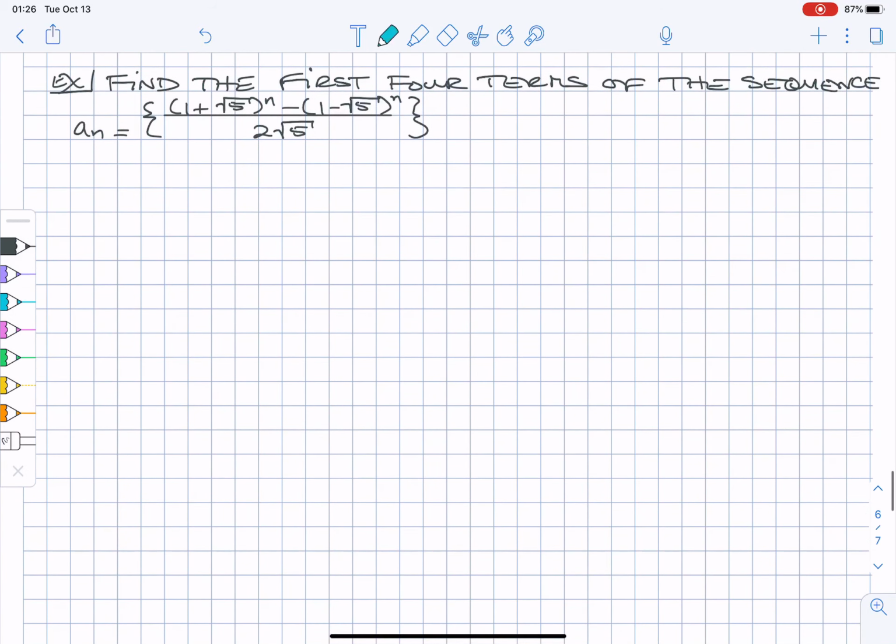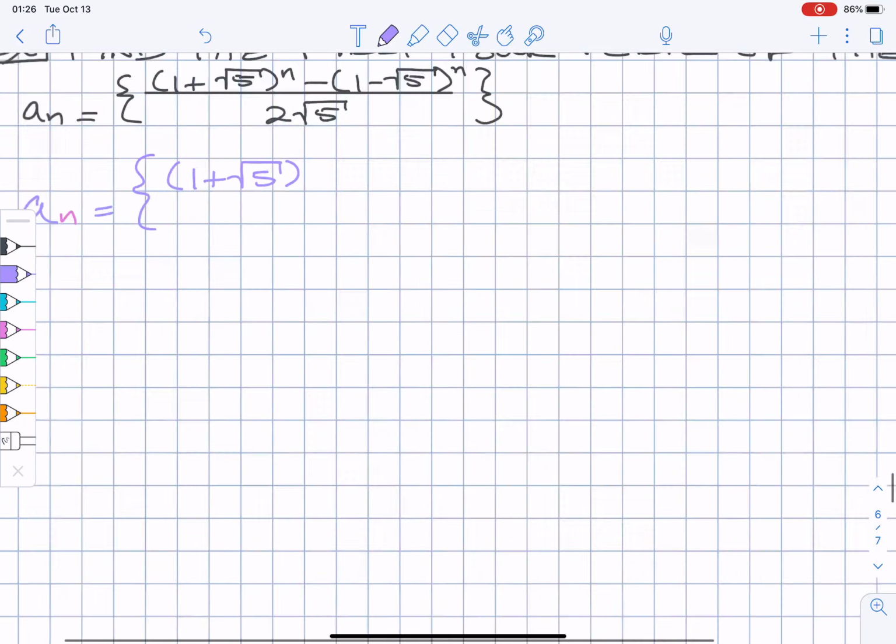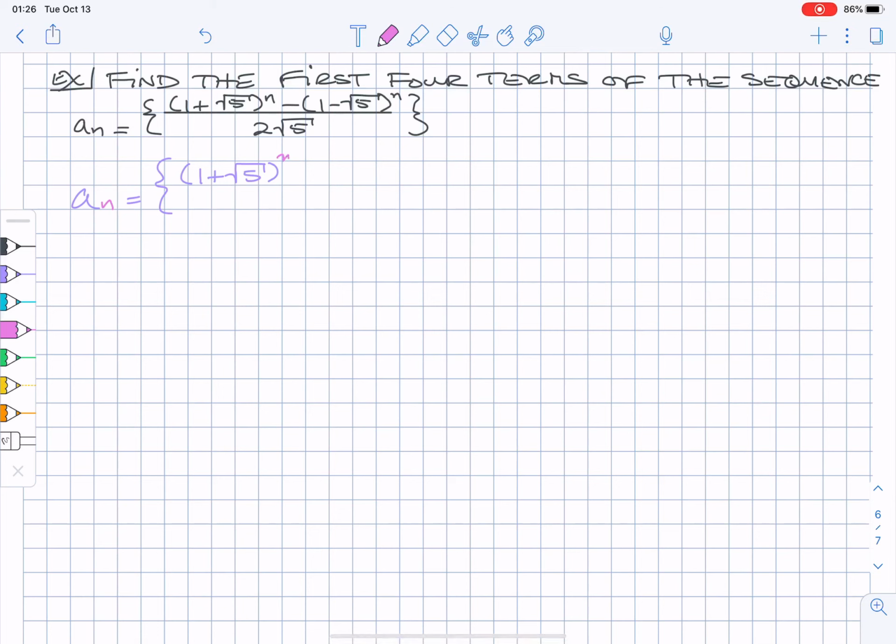Okay, so let's rewrite this. A sub n is going to be, where are our n's? So this is 1 plus the square root of 5. Why is it so difficult to write the square root of 5? Or to write the number 5? Okay, all to the nth power minus quantity 1 minus the square root of 5, all to the n, divided by 2 times the square root of 5.